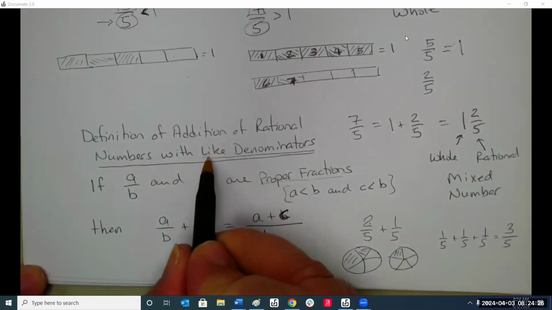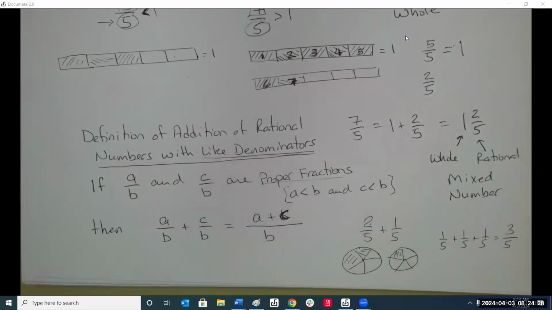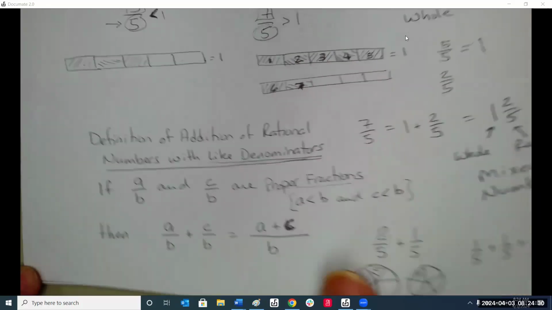So that's addition with like denominators. Let's see if we have an example here. Yeah. So now, how about the definition of addition of rational numbers?